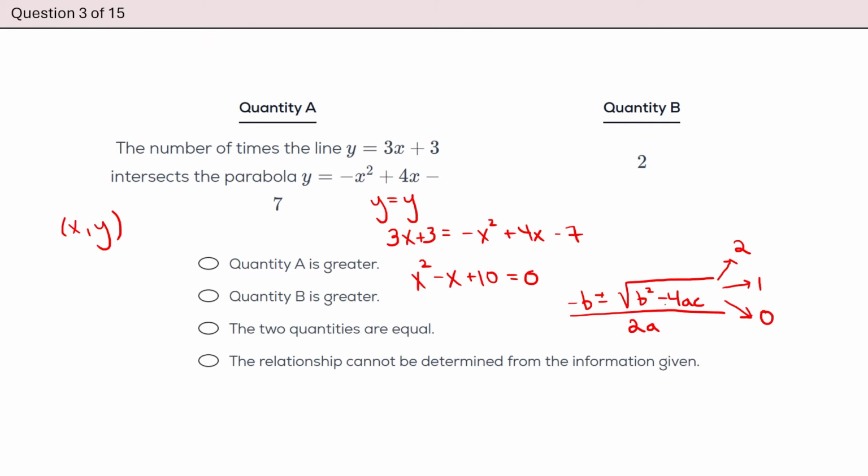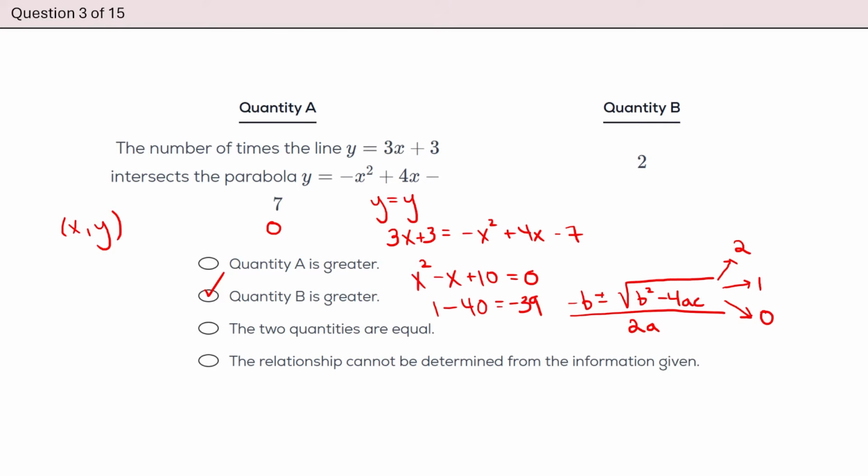So we just have to do the b squared minus 4ac part. So what is b? B is going to be negative 1. We square it. Obviously, we get 1. And then minus 4ac. A is 1. C is 10. So 4 times 1 times 10 is 40. And that's going to equal negative 39. So what we're doing here is we're taking the square root of negative 39. That's not going to work. So this is going to have 0 solutions, 0 intersection points, which means quantity B is bigger. Correct answer is B. So that is number 3.